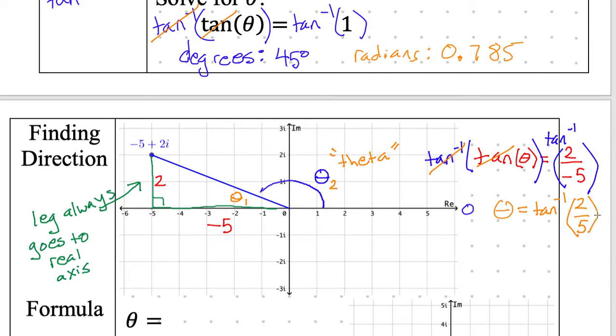Wait, so what's the point of doing all that if you didn't get the same answer? Do you see the negative on the side?